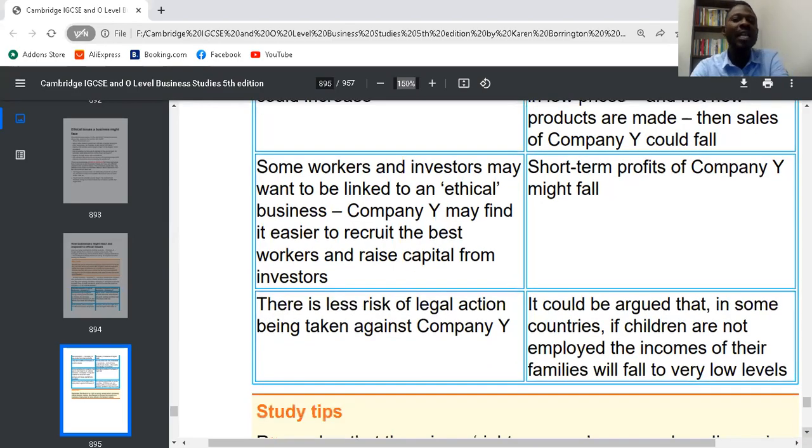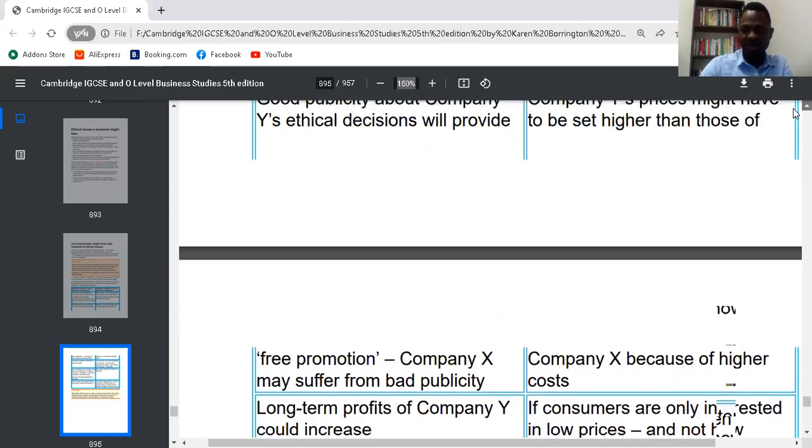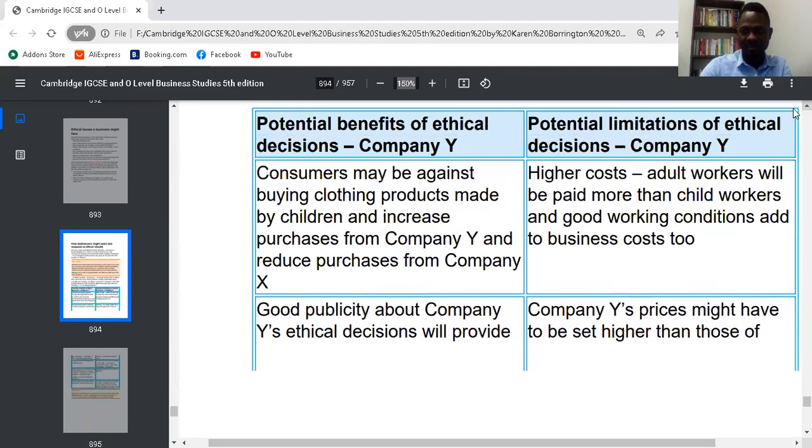There's less risk of legal action being taken against the company. A business that is ethical doesn't have any problems with government, so there's not going to be court litigation with such a business. So what are the costs of having an ethical stance? These are the reasons why businesses would not want to be ethical.